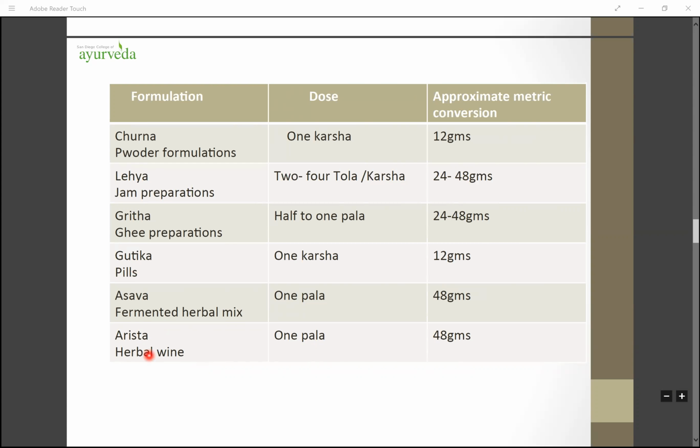So these are the general formulations, the general dosages that you would give. And if you ever have doubts when you're prescribing a medicine and you don't know how to give it, or you have a doubt about what quantity has to be given, initially when you start your practice, you can have this as a cheat sheet somewhere on your table. You can use it that way, right?